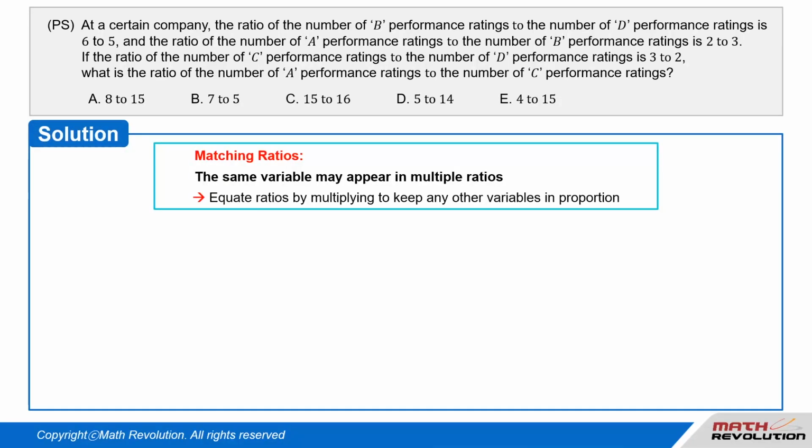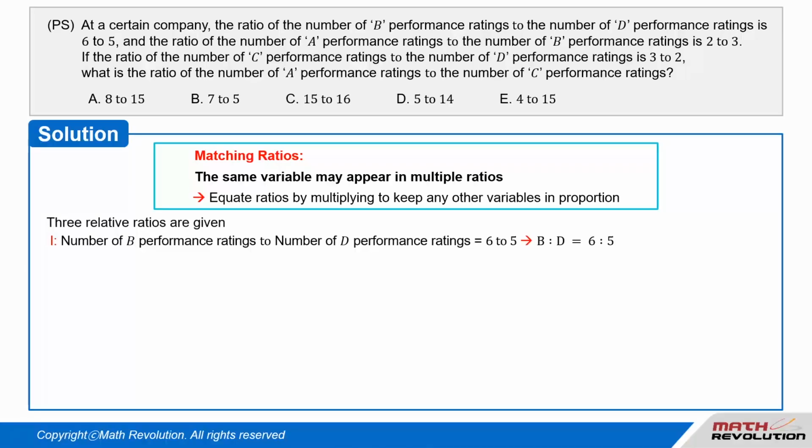Solution: matching ratios. The same variable may appear in multiple ratios. You can equate the ratios by multiplying to keep any other variables in proportion. 3 relative ratios are given.